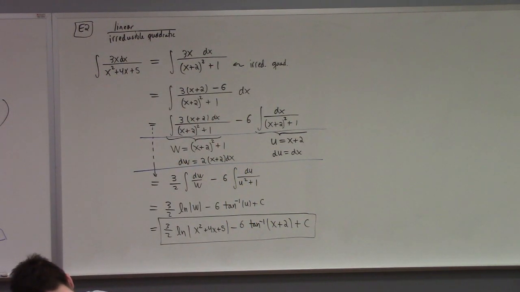So if we face a linear divided by an irreducible quadratic, we complete the square, and then we can split the integral into two pieces, the one of which is like an inverse tangent, the other piece amenable to a substitution of the denominator, in this case, a w substitution, all right? So this kind of basic rational function, a linear over a quadratic, we can deal with like this.